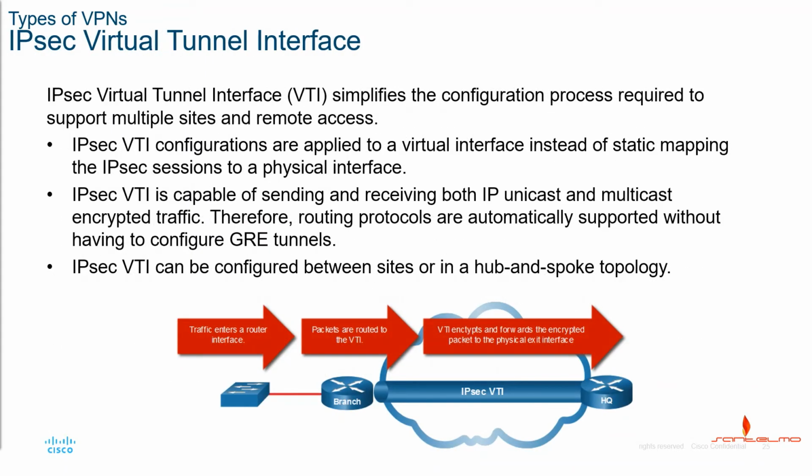Right, the next one is the IPsec virtual tunnel interface, or VTI. Like DMVPN, the IPsec VTI simplifies the configuration process required to support multiple sites and remote access. IPsec VTI configurations are applied to a virtual interface instead of statically mapping the IPsec sessions to a physical interface. The IPsec VTI is capable of sending and receiving both IP unicast and multicast encrypted traffic. Therefore, routing protocols are automatically supported without having to configure GRE tunnels. That's a good thing about the IPsec VTI. The IPsec VTI can be configured between sites or in a hub and spoke topology.